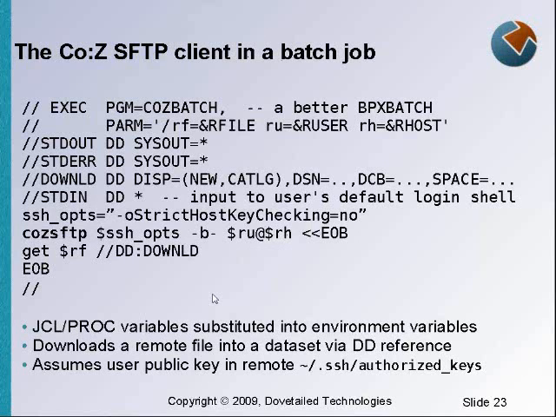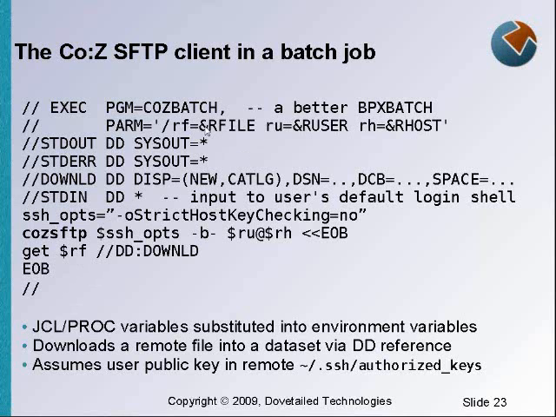I'm going to contrast with how you would use the COZI SFTP client in a batch job. And there's a couple things going on here. One is that instead of BPX batch, we're using this utility called COZI batch. Now, it really has nothing to do with SFTP. It's just a replacement for BPX batch that allows you to do some nice things. And one of the main things you can do is put your shell commands right in line, standard in DD star, and just put whatever you want to run under your Unix shell in line.